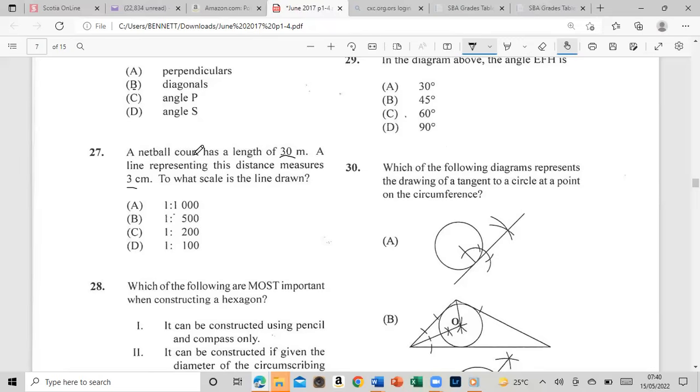All right, so let's look at it practically. 30 meters, not kilometers. Now a meter takes 100 centimeters. A netball court has a length of 30 meters, and that is represented by 3 centimeters. So what scale is the line drawn?